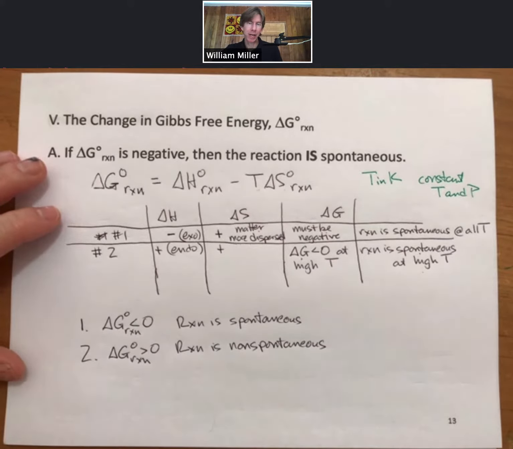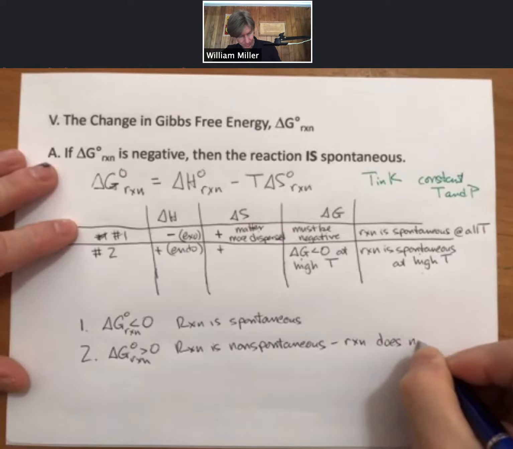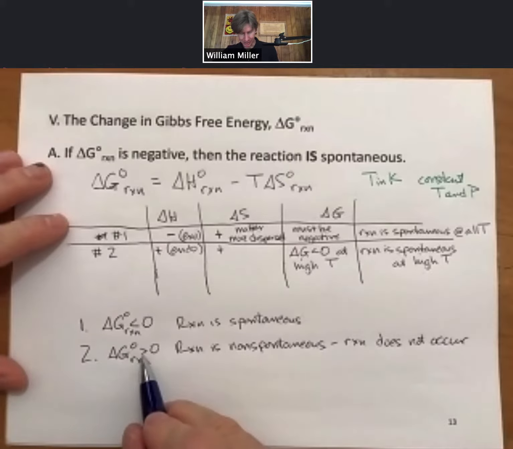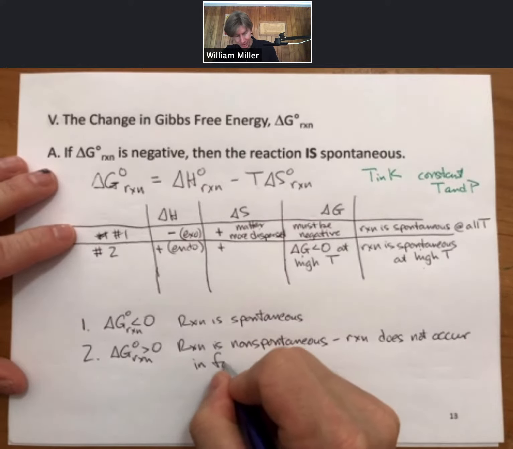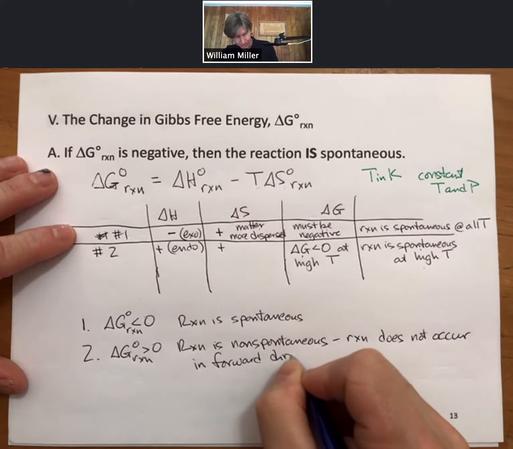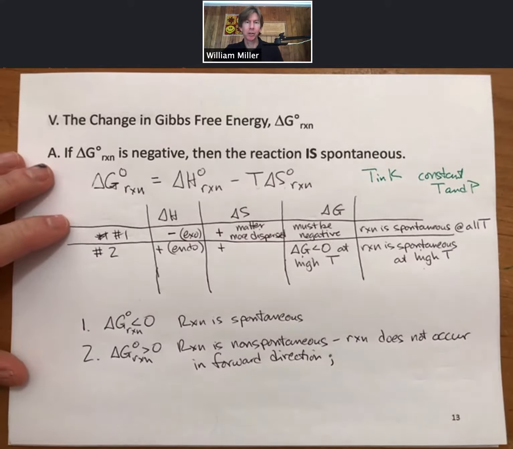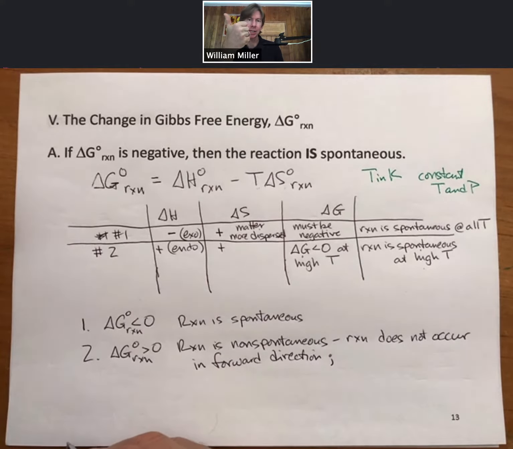Which means the reaction does not occur. And further, if the reaction is non-spontaneous, so the reaction does not occur in the forward direction, then delta G will change signs when you reverse the reaction, just like delta H.